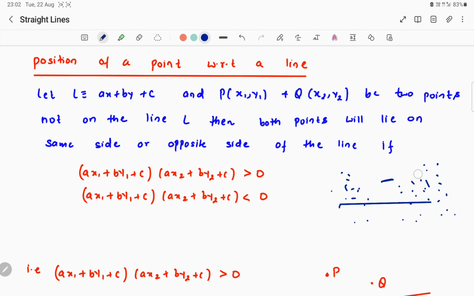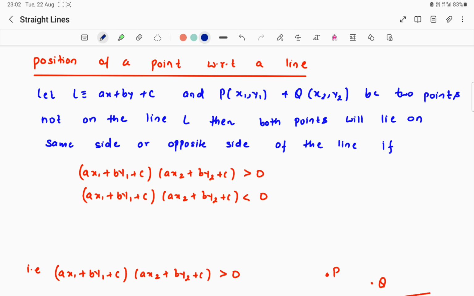Here you should be very clear that we are not substituting into the equation, we are substituting into the expression. Which expression? ax plus by plus c. So if one point on one side is giving positive, all the points on that side will give you a positive answer, and on the other side, if it is giving negative, all the points will give you negative.